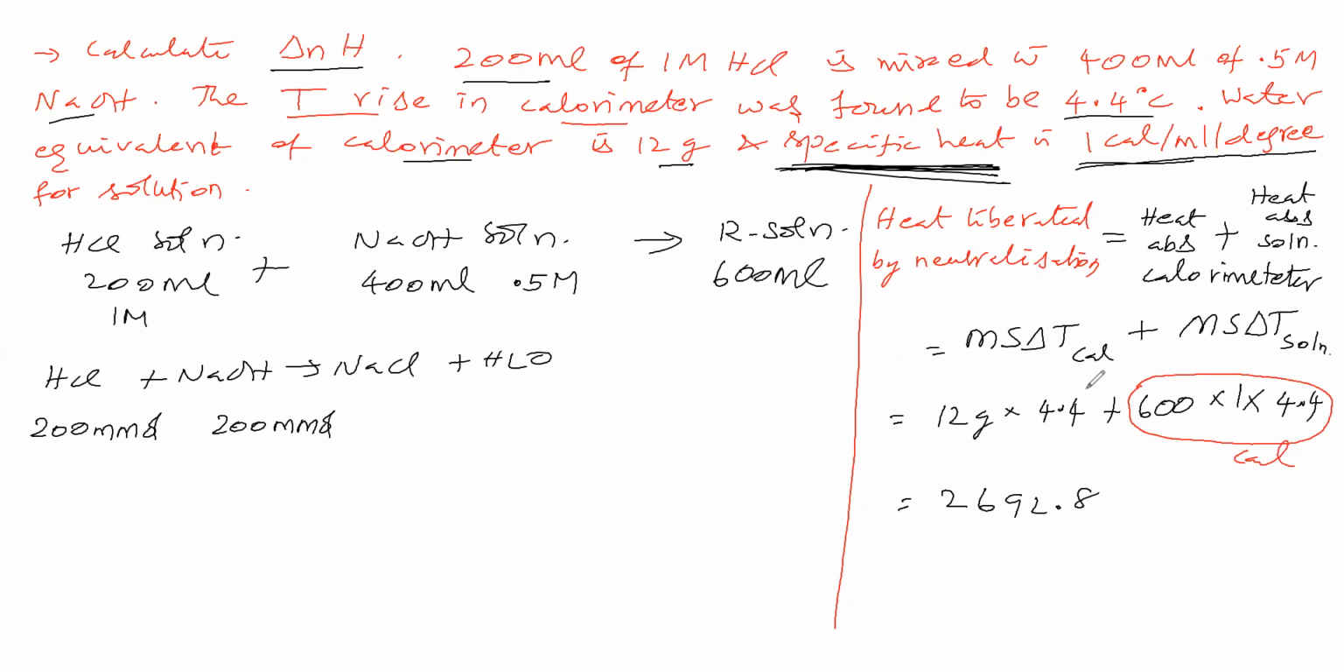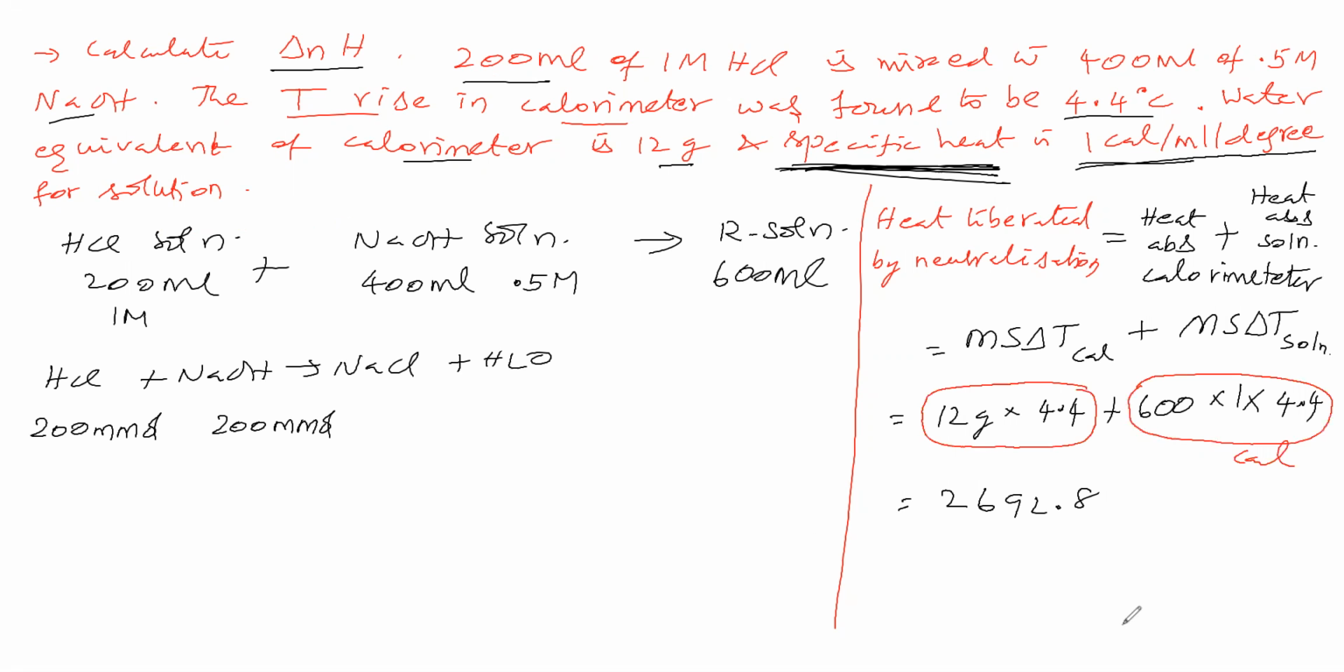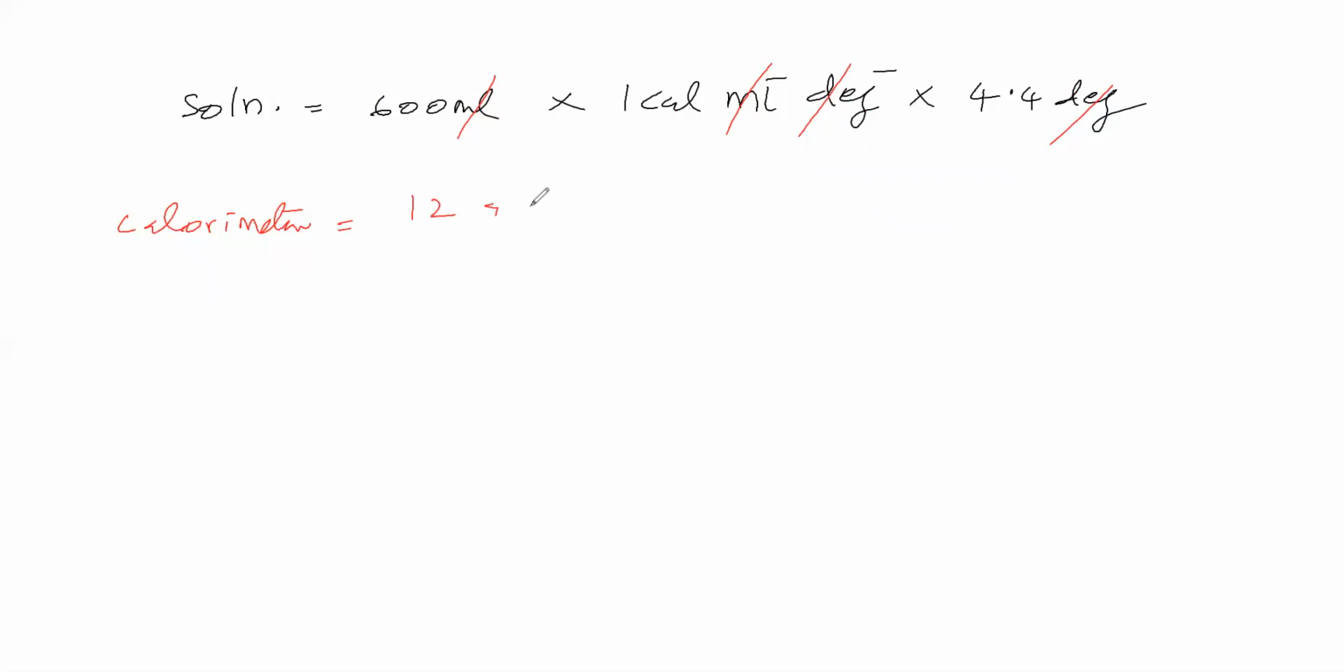Next we will see the calorimeter ms delta T. For the calorimeter, water equivalent is given. How much is given? 12 gram, we will take. Water equivalent is 12 gram. Rise in temperature is 4.4 degree.